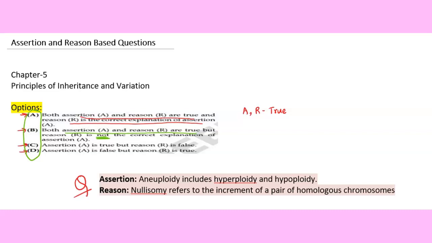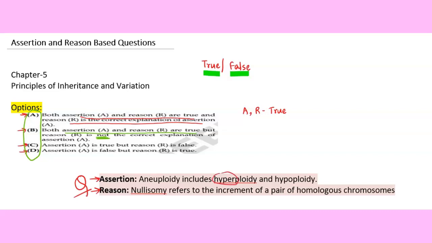Okay, now let's get started with how to solve a question. In assertion and reason based questions, there will be a statement which is known as assertion, and there will be a reason to it. Your primary job is to find whether the assertion is true or false. Then you will proceed with reading the reason and you will apply the same strategy to it. You will find out is it true or is it false. So let's get started. Assertion says that aneuploidy includes hyperploidy and hypoploidy.